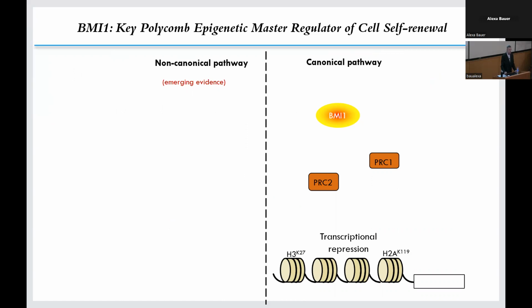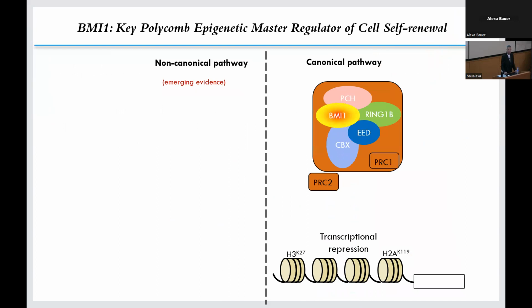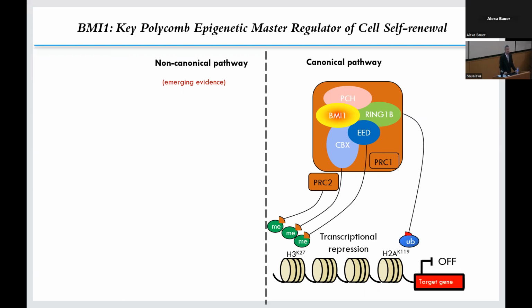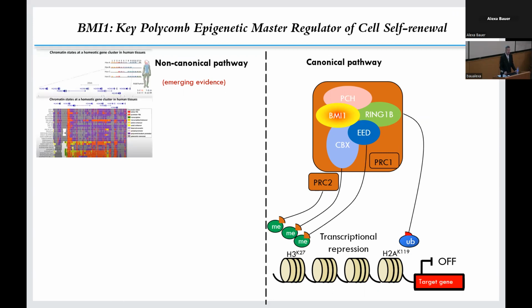There is more work done in mammalian systems, but overall, BMI1 as part of PRC1 works at chromatin sites, and assembly of the PRC1 complex primes these chromatin sites for inducing the trimethylation done by PRC2. And that trimethylation leads to ubiquitination of H2A119, and this is what induces transcriptional repression of target genes.